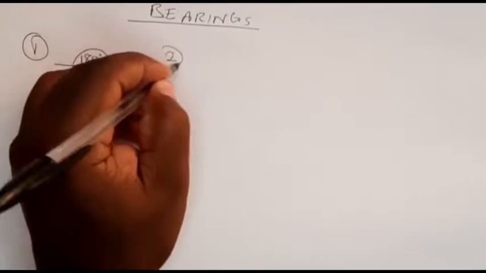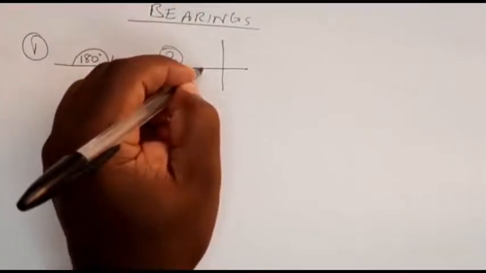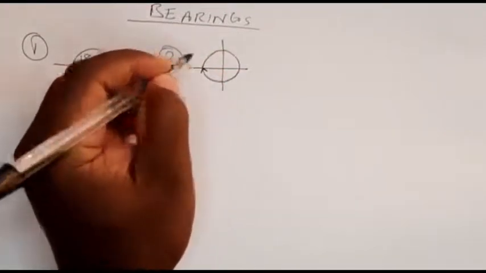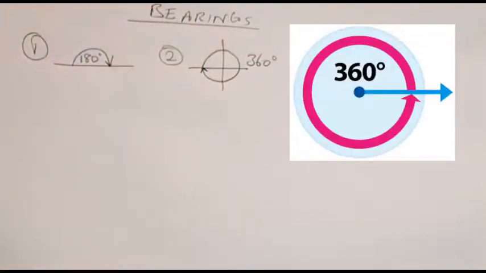Then the second concept that we must understand is that when you make a full turn, for example, if I measure the angle from here, I go around and come back to the same point here, the angle will be 360 degrees. This is very important.